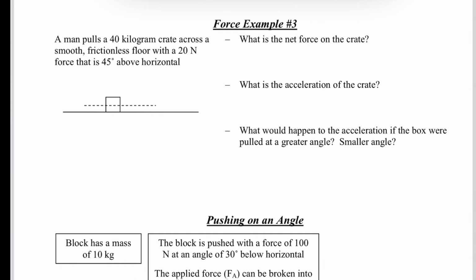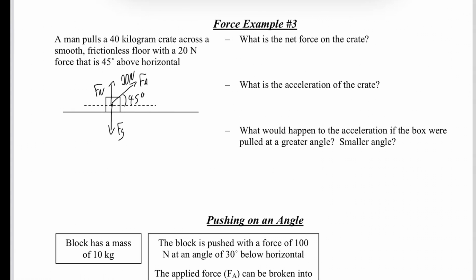All right, let's take a look at another example right here. We have a man pulling a 40 kilogram crate across a smooth frictionless floor with a 20 newton force that is 45 degrees above the horizontal. So to draw in all of our forces, we are going to have our gravitational force pulling down. We are going to have this applied force 45 degrees above the horizontal, and we'll also have some type of normal force. And our applied force is 20 newtons at 45 degrees above the horizontal.